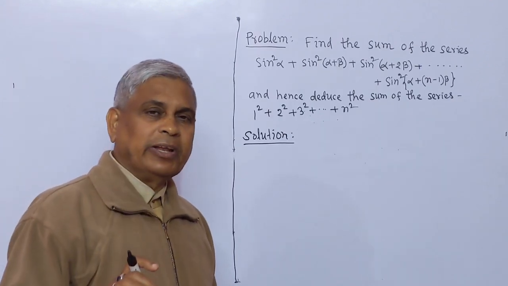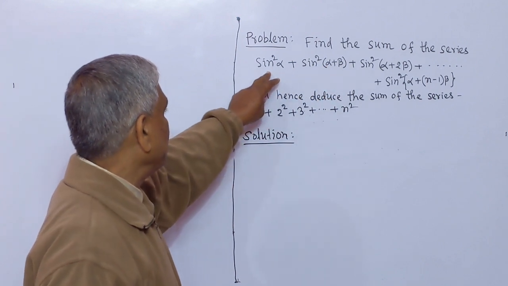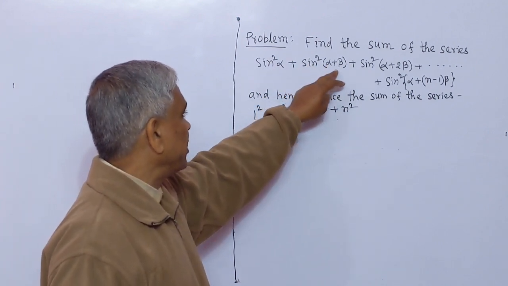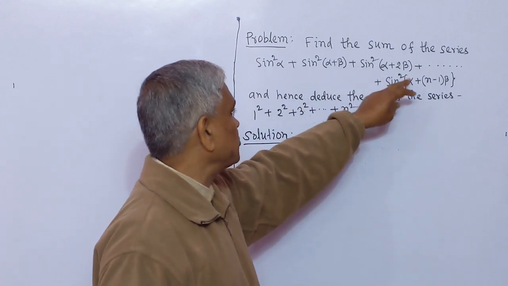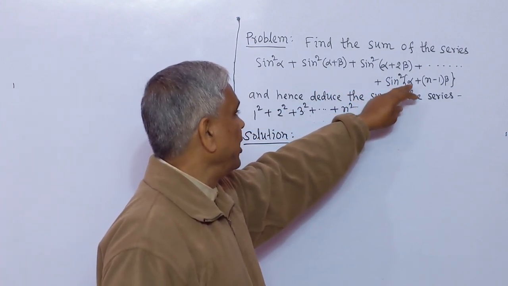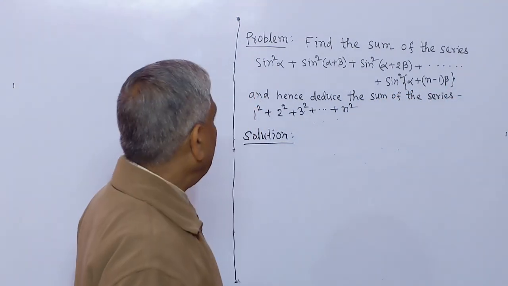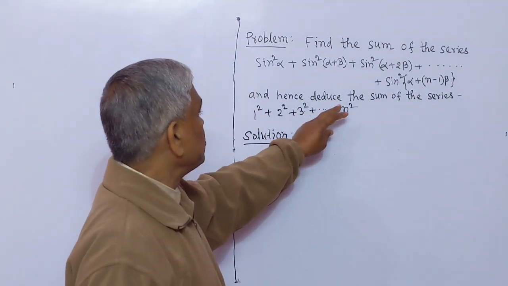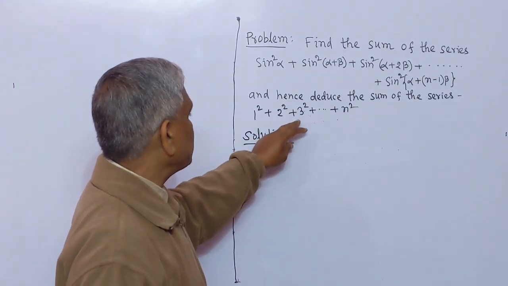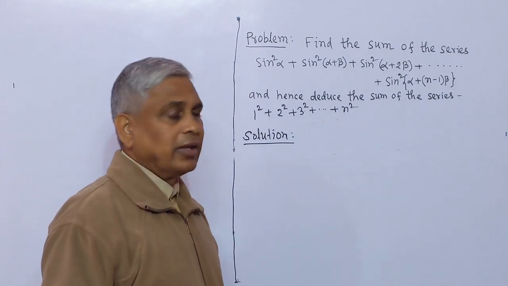Now we solve the next problem. Next problem is find the sum of the series sine square alpha plus sine square alpha plus beta plus sine square alpha plus 2 beta plus dot dot dot dot plus sine square alpha plus n minus 1 into beta, and hence deduce the sum of the series 1 square plus 2 square plus 3 square plus dot dot dot dot plus n square.